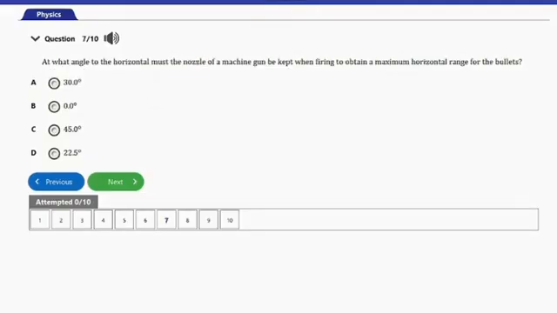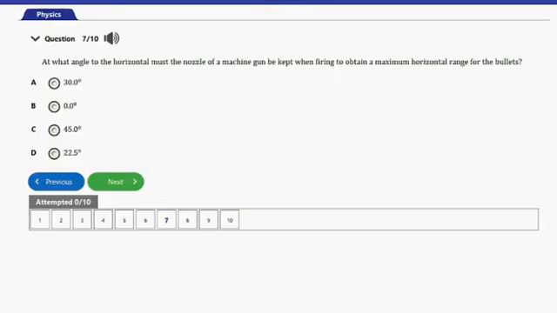So the next question we have here is question number 7. It says, at what angle to the horizontal must the nozzle of a machine gun be kept when firing to obtain a maximum horizontal range for the bullets? So guys, here, obviously, the answer is going to be 45 degrees like we mentioned. And in that case, the maximum range, R maximum, has the equation u squared over g.